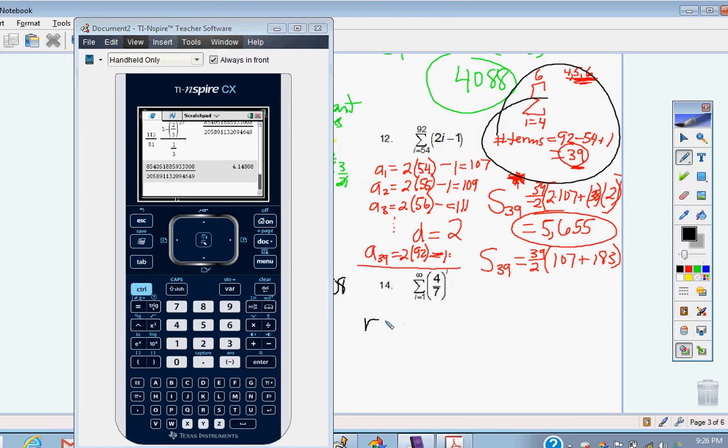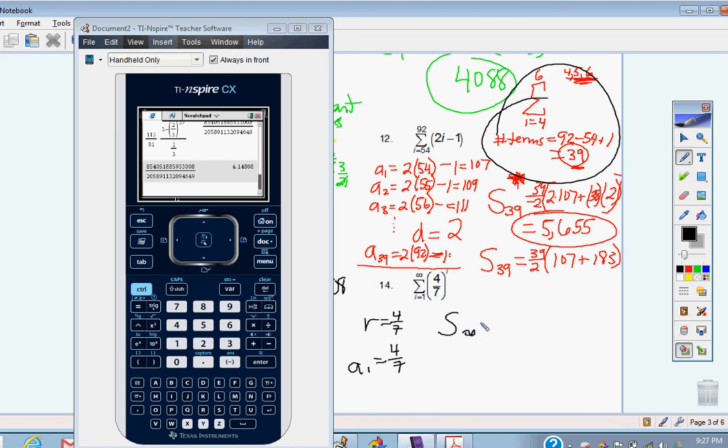Okay, the next one's actually easy peasy. Because what we said before, our R value is 4 over 7, right? And our first term is actually also 4 over 7, because when you put in a 1, which is where this tells us to start, we get 4/7.